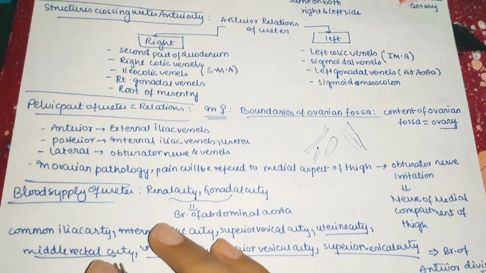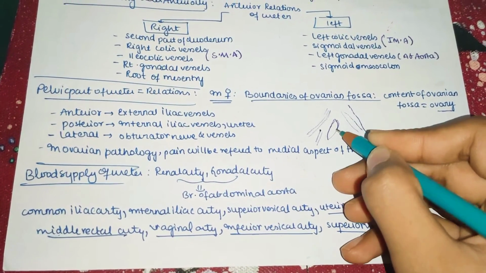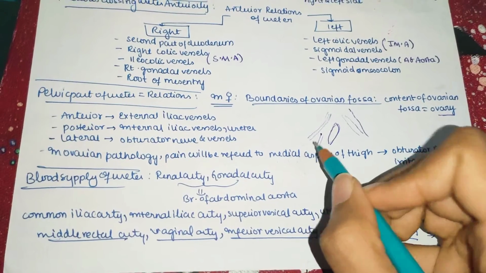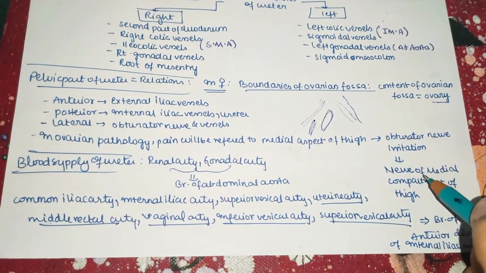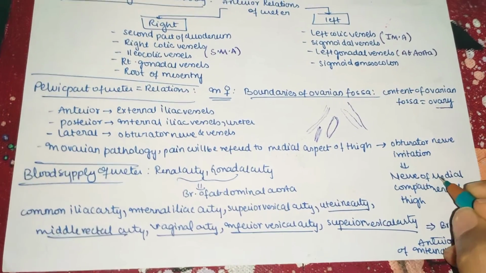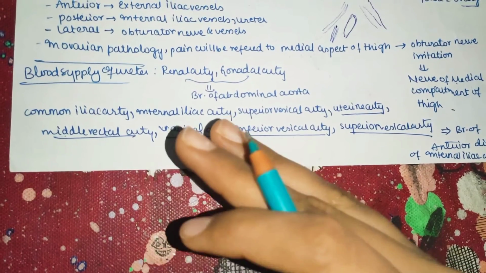Okay, so actually in ovarian pathology, like any ovarian pathology, the pain will be referred to the medial aspect of thigh. Why? Because the obturator nerve will get irritated, and obturator nerve is a nerve of medial compartment of thigh.